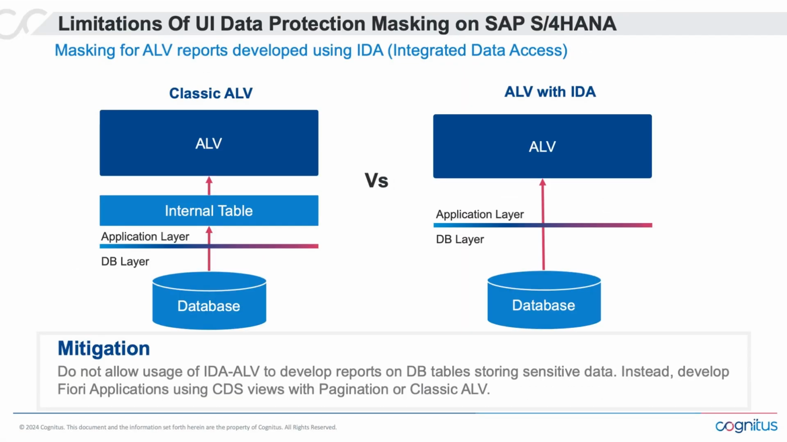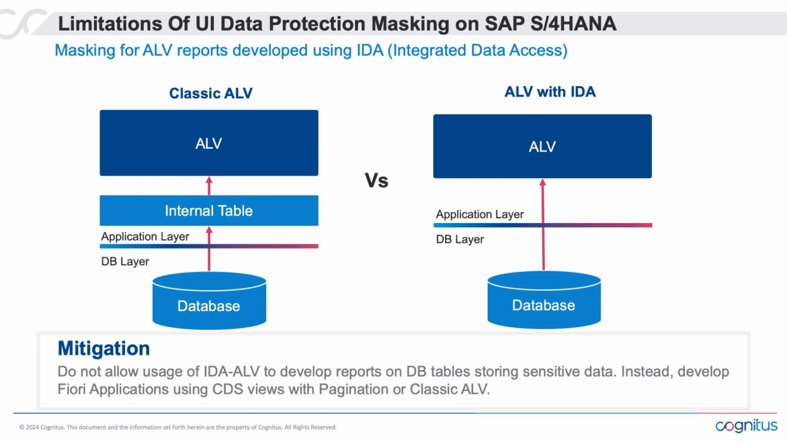The next is masking for ALV reports developed using integrated data access. So ALV IDA is used to develop reports on database tables that, unlike classic ALVs, don't use internal tables but directly query the database to display the output.